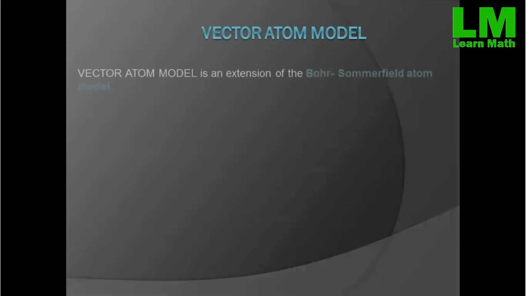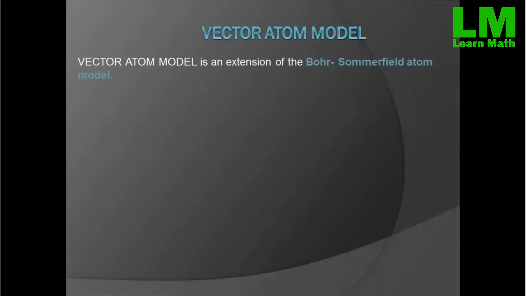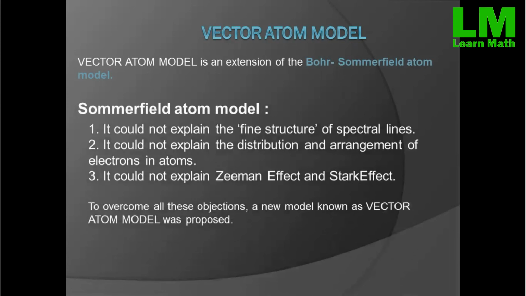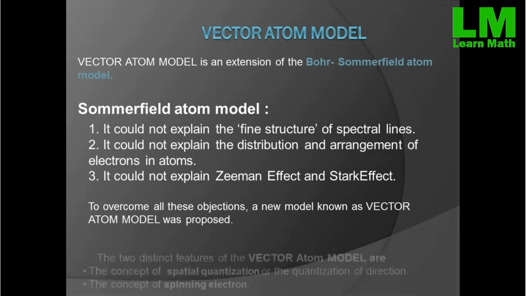Vector atom model. The vector atom model is an extension of the Bohr-Sommerfeld atom model. The Bohr-Sommerfeld model could not explain the fine structure of spectral lines. It could not explain the distribution and arrangement of electrons in atoms. It could not explain the Zeeman effect and Stark effect. To overcome all these objections, a new model known as the vector atom model was proposed.